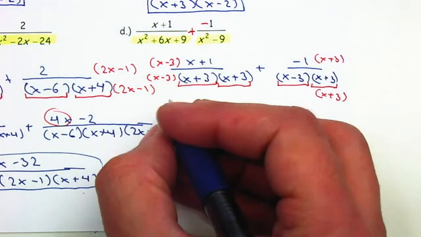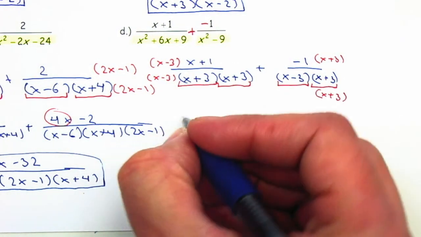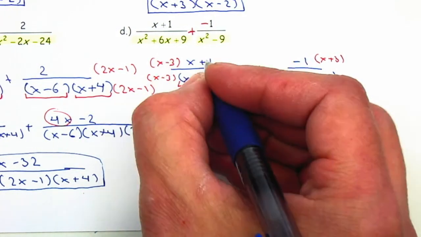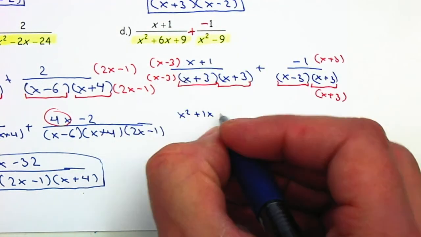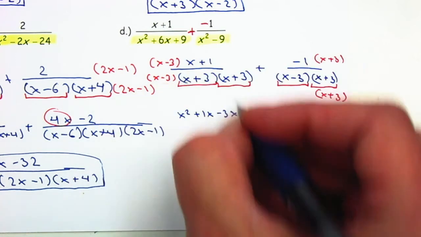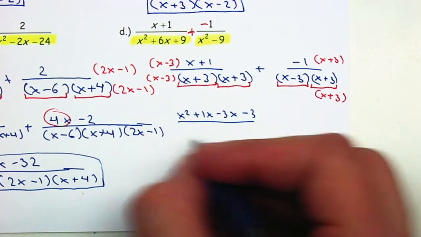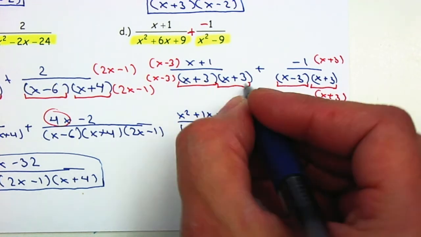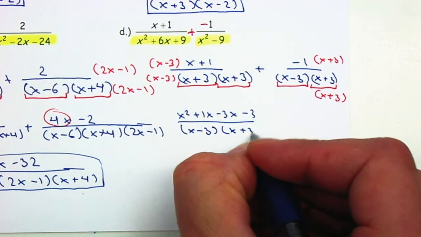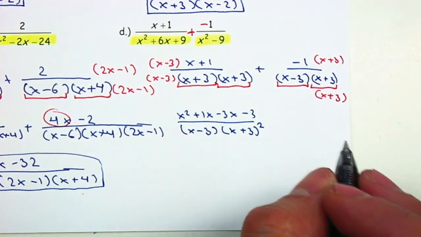That'll be x times x will be x squared. x times positive 1, you have to do the whole FOIL. Negative 3 times x is negative 3x. Negative 3 times 1 is negative 3. On the denominator, we have the x minus 3, and I'm going to rewrite those as x plus 3 squared because there's two of them.